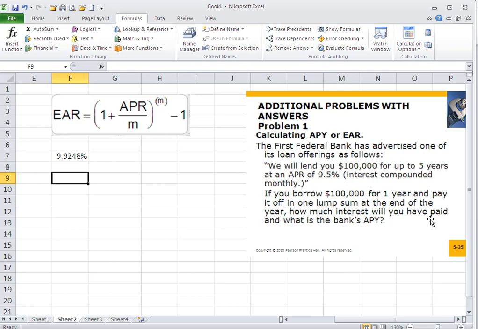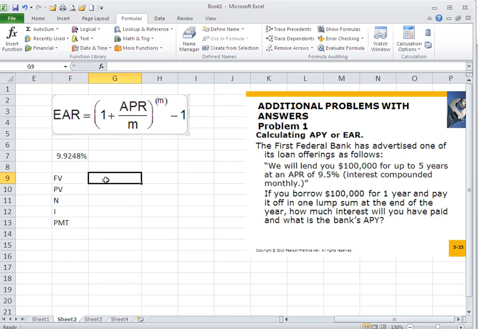Then it says if you borrow $100,000 for 1 year and pay it off in one lump sum at the end of the year, how much interest will you have paid and what is the bank's APY? Well, we already know what the APY is going to be. Let's go ahead and calculate the payment. We'll do this simple time value of money calculation using the same variables we've been using.